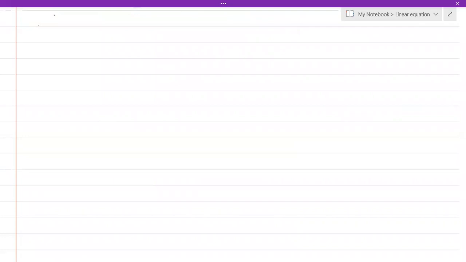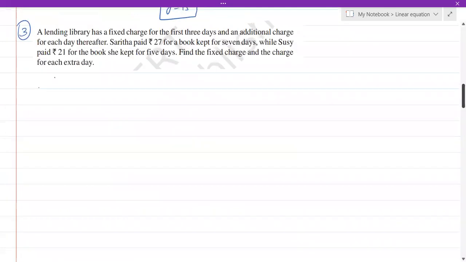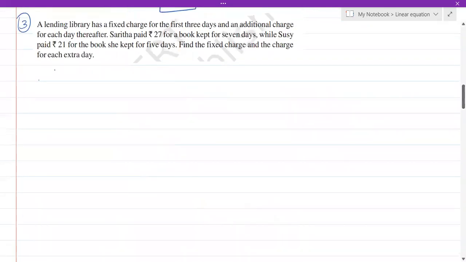So let's get into the next one. A lending library has a fixed charge for the first 3 days. For the first 3 days, we have to pay the fixed charge, and an additional charge for each day thereafter. Whereas if you take the book for more than 3 days, you have to pay the amount for each day.